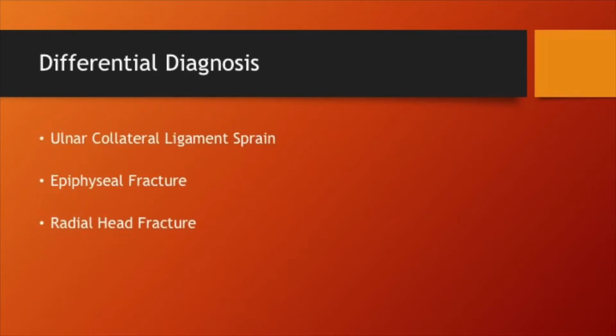A differential diagnosis for elbow hyperextension could include an ulnar collateral ligament sprain because the mechanism of injury is hyperextension and the pain will be very similar, an epiphyseal fracture because the mechanism of injury for this is also hyperextension and falling on an outstretched hand, and the signs and symptoms will be very similar. And lastly, it could be radial head fracture because blunt force and falling on an outstretched hand can cause this injury, and the pain will mimic that of elbow hyperextension.